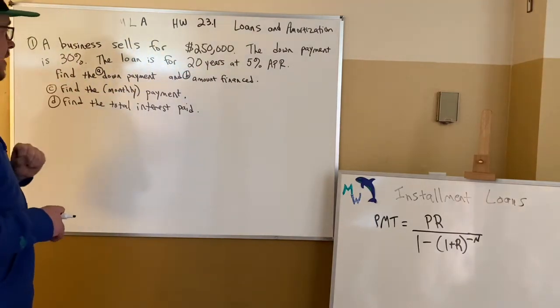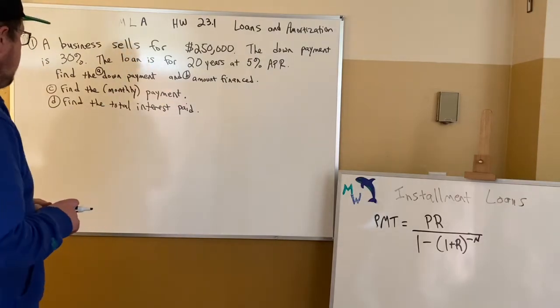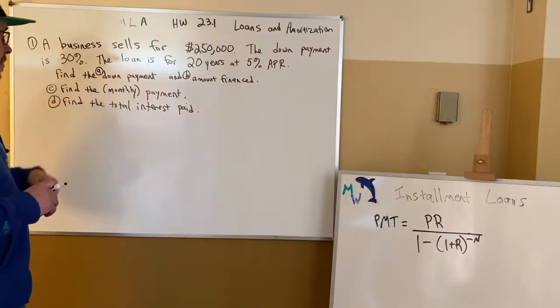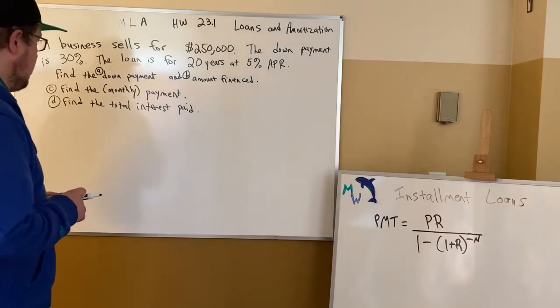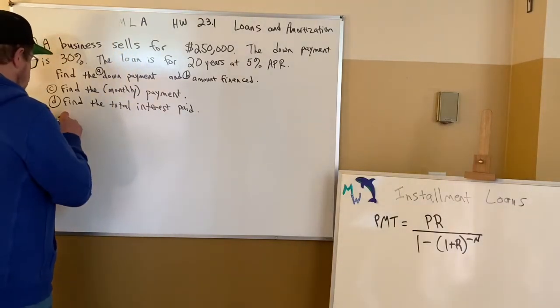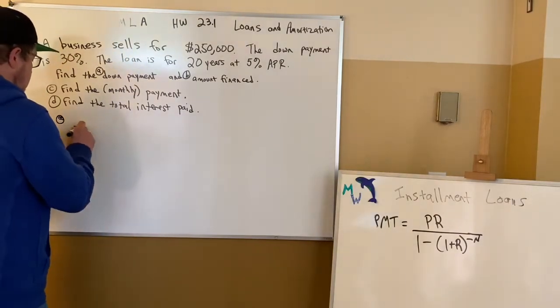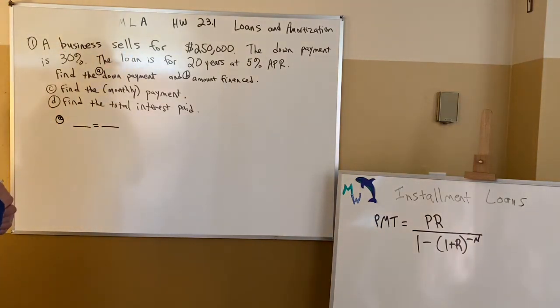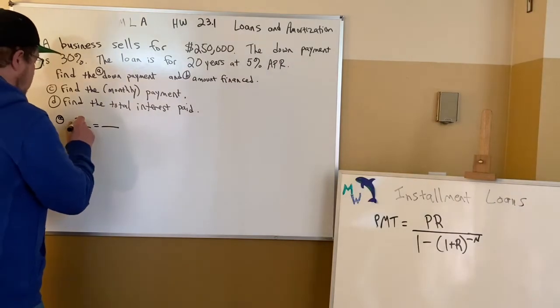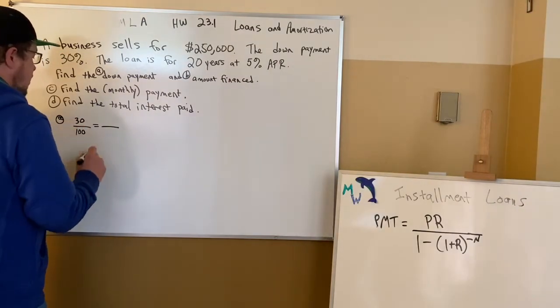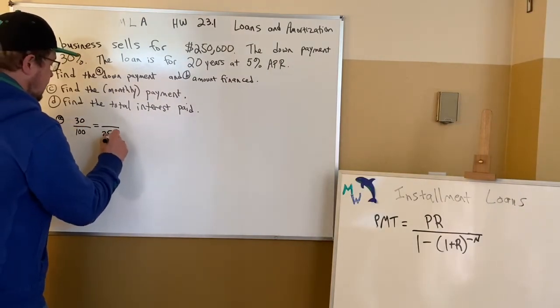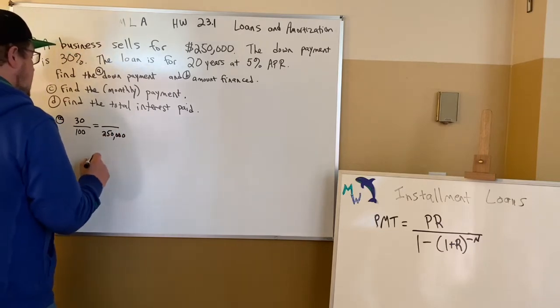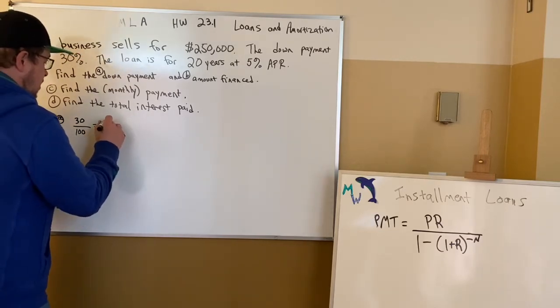It's going to want me to find the down payment and the amount that we finance, and then find the monthly payment, and then find the total interest paid over the length of the loan. So A, what we want to do is find 30% of $250,000. So what we have is 30 over 100 is 30%, and the 100% is represented by the $250,000.